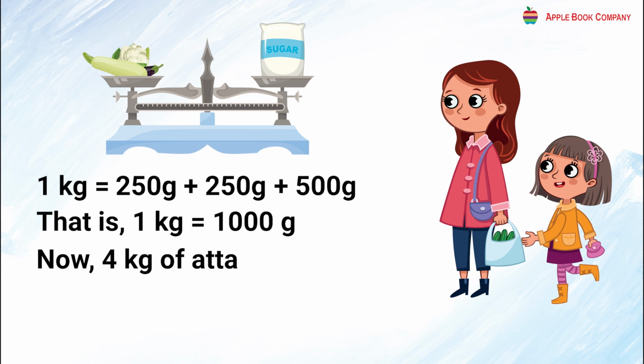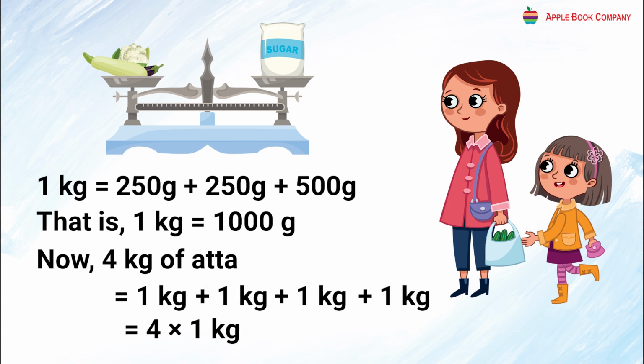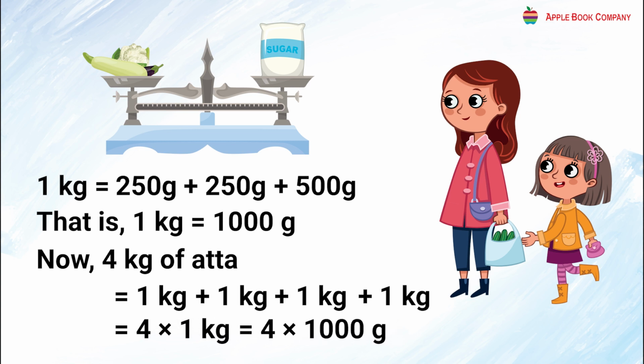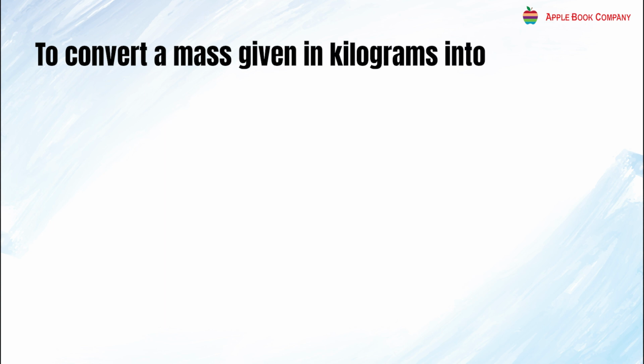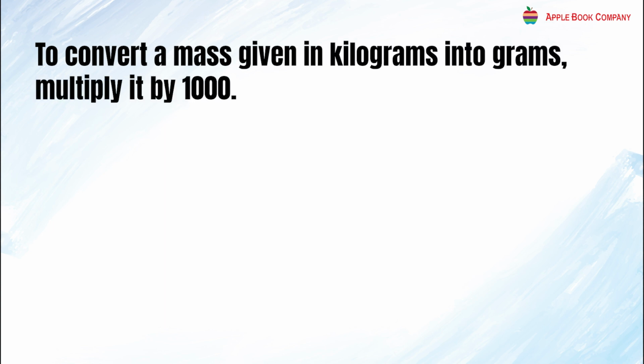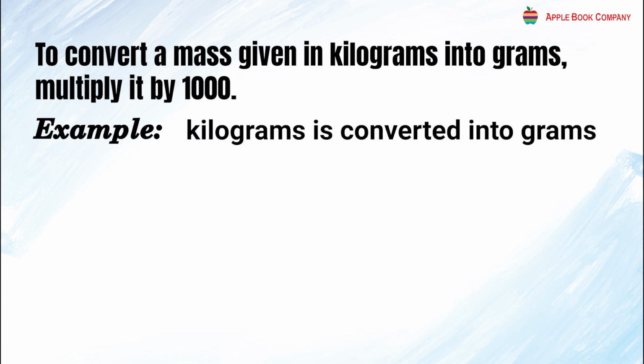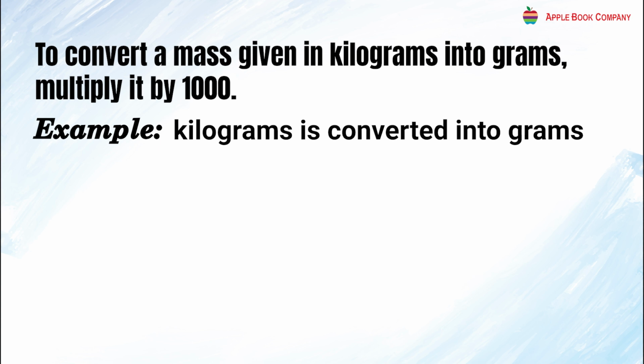Now, 4 kg of atta is equal to 1 kg plus 1 kg plus 1 kg plus 1 kg, which is equal to 4 into 1 kg, which is equal to 4 into 1000 grams, which is equal to 4000 grams. To convert a mass given in kilograms into grams, multiply it by 1000. Observe the following examples where the mass in kilograms is converted into grams.